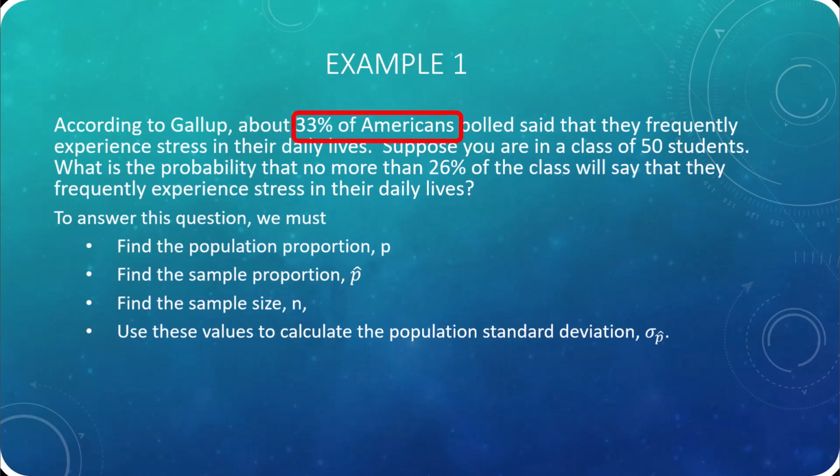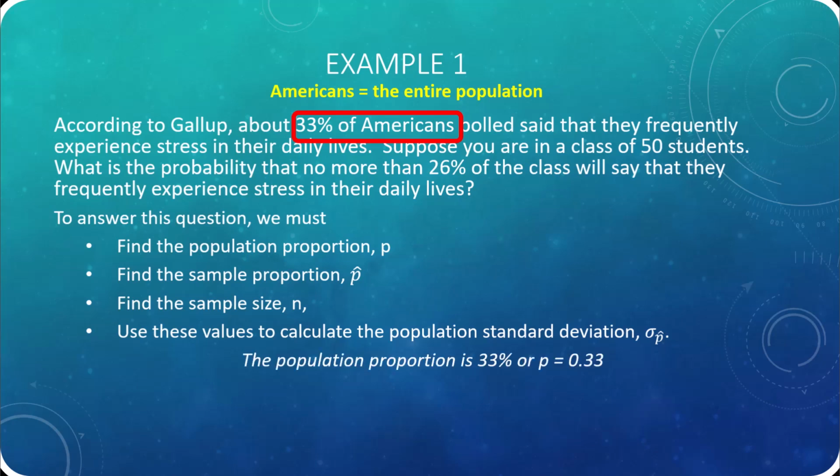Well, the population proportion is the 33% of Americans, right? Americans is our population. So we know that that is our population proportion. So the population proportion is 33%, or remember, when we do our calculations, we just change all these percents into decimals. So we don't write 33, we write 0.33.